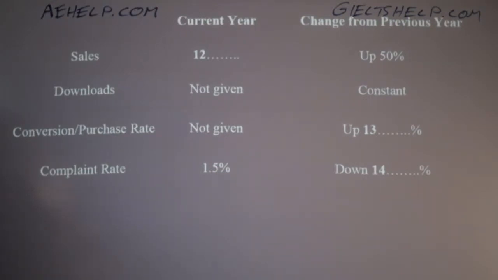We have also decreased the complaint rate from 2.5% to 1.5%. While our goal is to get this rate as close to zero as possible, this decrease represents a positive outcome and shows that our efforts to increase customer satisfaction have been successful.